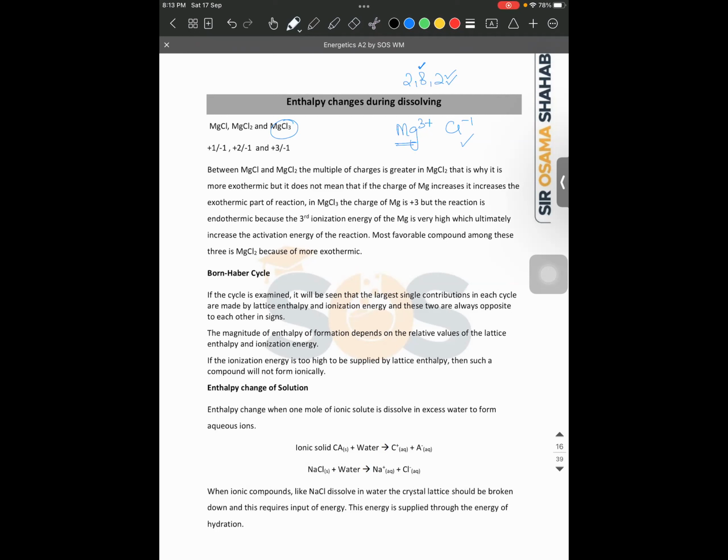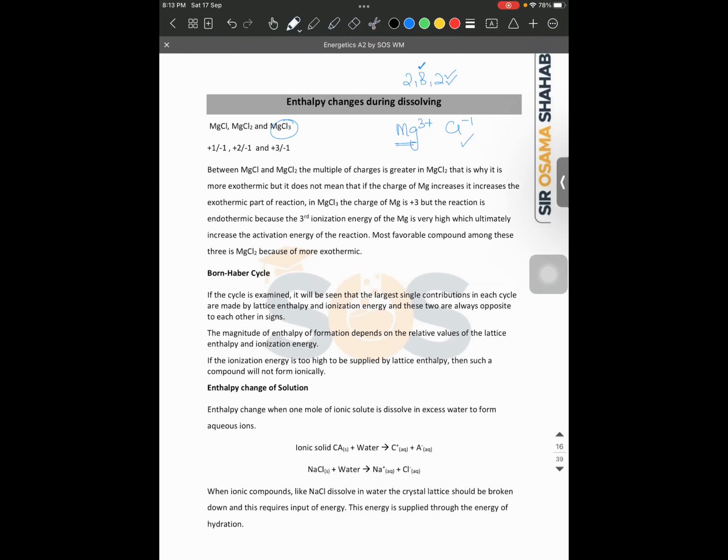You need to remember this. This is not a feasible compound because its activation energy will become very high if you want to form magnesium of +3 charge. The activation energy will be so high that it will become what? It will become an endothermic reaction, right? But children?